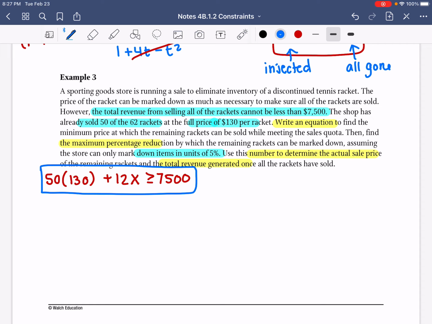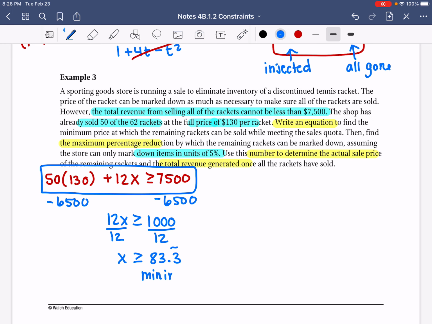So 50 times 130 is 6,500, so I'm going to subtract that on both sides. So I get 12x greater than or equal to 7,500 minus 6,500, which is 1,000. Then I'm going to divide both sides by 12, and we actually get the same thing as our first problem, 83.3 repeating. So this is the minimum that we can sell our racket for.